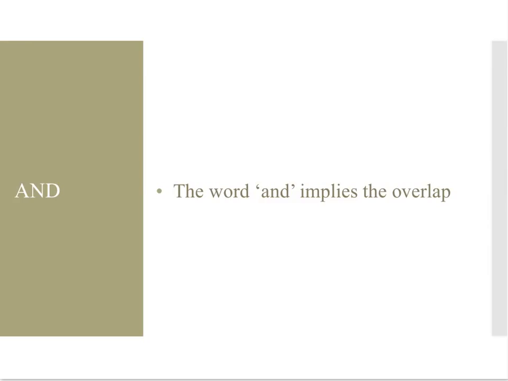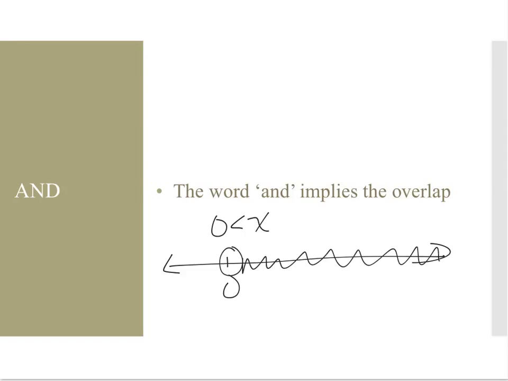So if we had drawn this without the overlap, we would have had a 0, open circle, and we would have shaded all the way up here. When x is less than or equal to 4, we would have gone to the 4, closed circle, and shaded back. So your overlap is this section here, and that's actually the solution. That's the union of the two graphs.